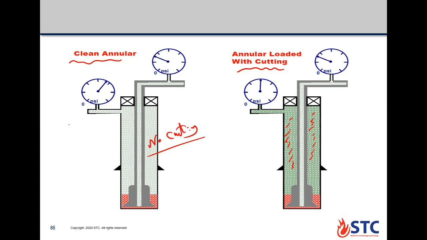Yes, clean annulus has higher casing pressure because the cuttings act as an increase in the mud weight, as the mud weight is some solids and some liquid. Once the cuttings are loaded, we have higher hydrostatic pressure, so lower casing pressure. But with a clean annulus, no cuttings, there is less hydrostatic pressure, so higher casing pressure.